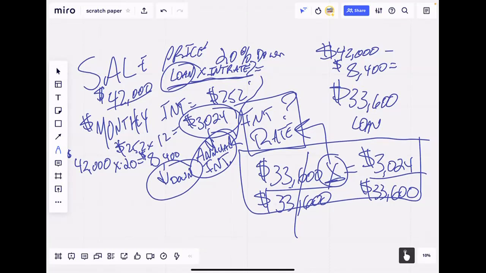When you multiplied 252 by 12, you got an annual interest. You said, I know what that is. Yes, true. Then when you multiplied 42,000 by 20, you knew what that was. You said, that's a down payment.